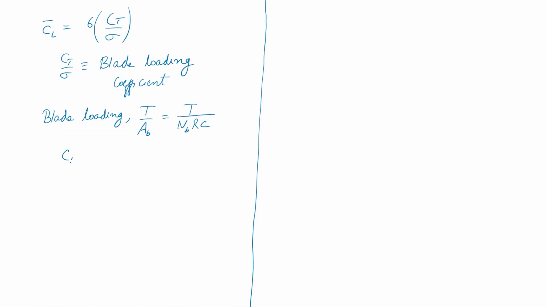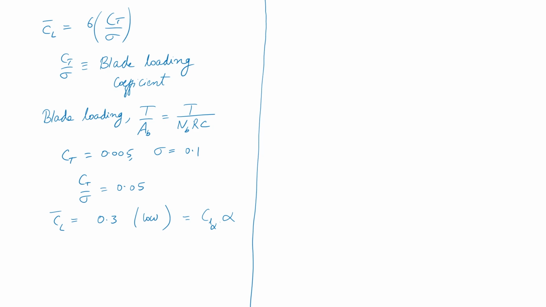Let us assume CT is say 0.005, sigma is 0.1, a typical nominal value. So, my CT over sigma becomes 0.05, and my CL bar is 6 times CT over sigma. So, it becomes 0.3, and this is a fairly low value. I can even go beyond this actually. I can say this CL is equal to CL alpha into alpha. So, I can use CL alpha to be 5.73, right.